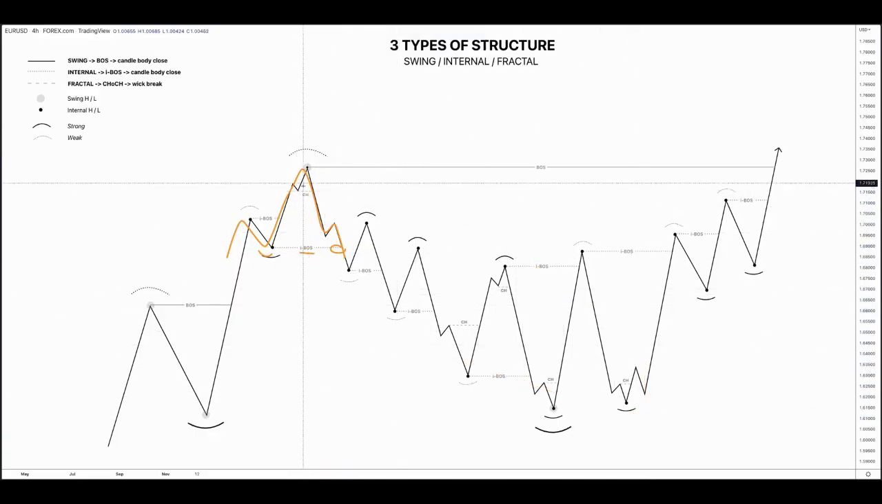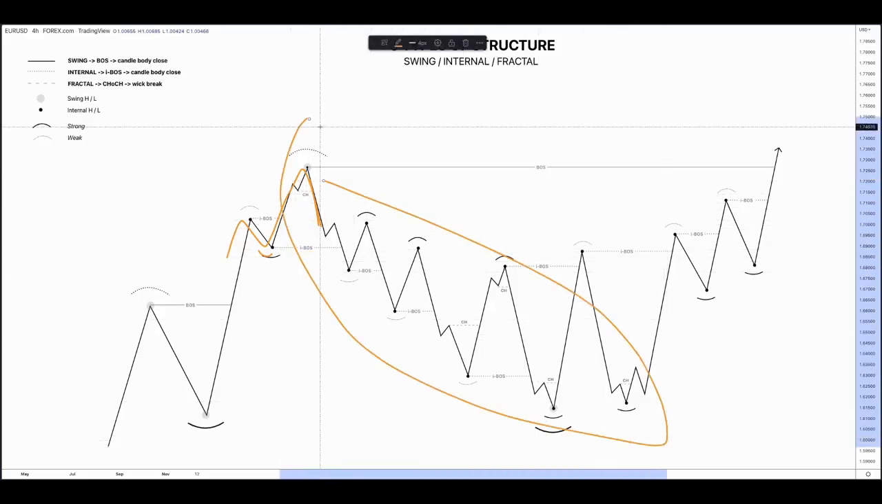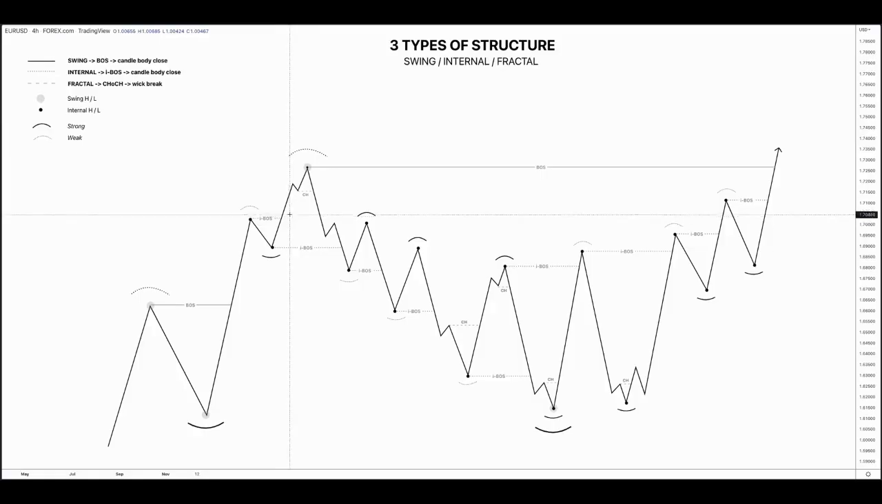So CHOC signals the start and end of the internal pullback, and the IBOS signals the start and end of the swing pullback. So we get the CHOC, so we start the internal pullback, but it ends up breaking the internal higher low, so we get an internal break of structure. So now at this moment, this is the internal range we're trading between.